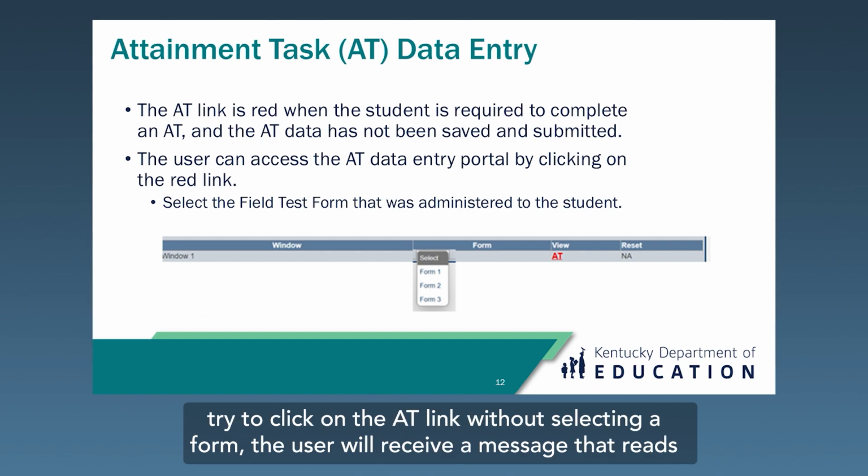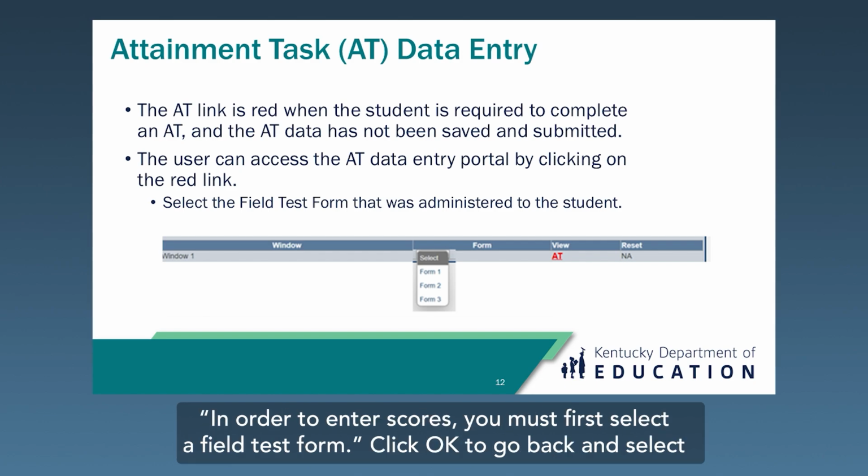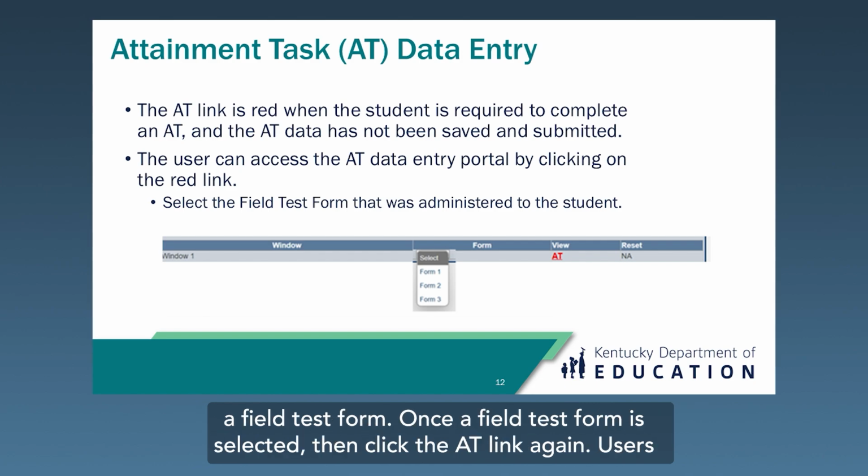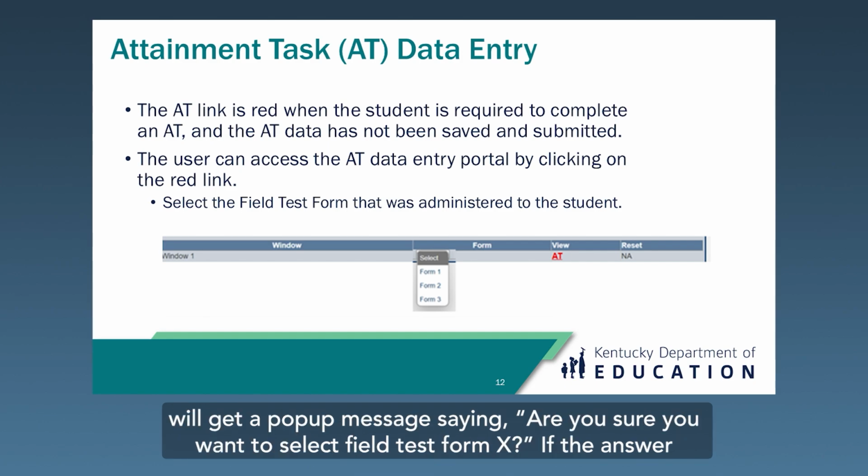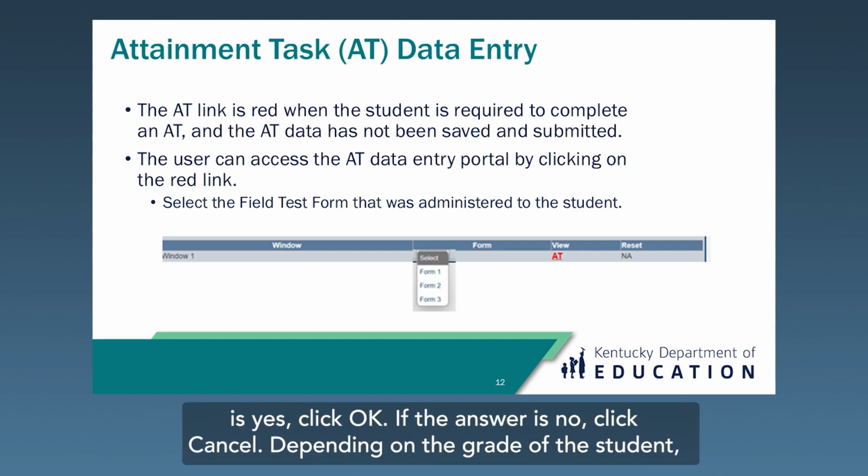If users try to click on the AT link without selecting a form, the user will receive a message that reads, "In order to enter scores, you must first select a field test form." Click OK to go back and select a field test form. Once a field test form is selected, then click the AT link again. Users will get a pop-up message saying, "Are you sure you want to select field test form X?" If the answer is yes, click OK. If the answer is no, click Cancel.